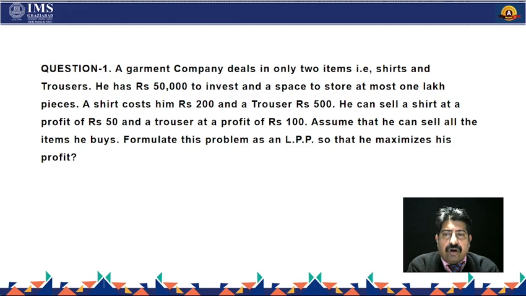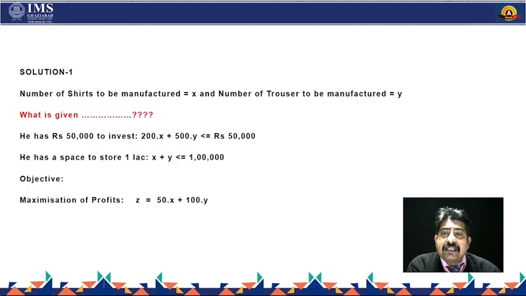So how will the equation be formed? You have space for at most 1 lakh pieces. When I talk about space, it is related to the number of items. Space has nothing to do with worth or value; it has everything to do with the number of items. How many shirts and how many trousers are there? We don't know. Let's suppose the number of shirts is X and the number of trousers is Y. Where will we keep them? In a storehouse or warehouse.